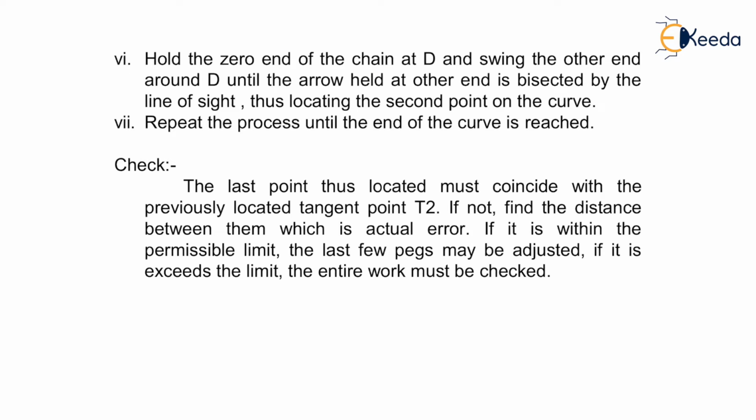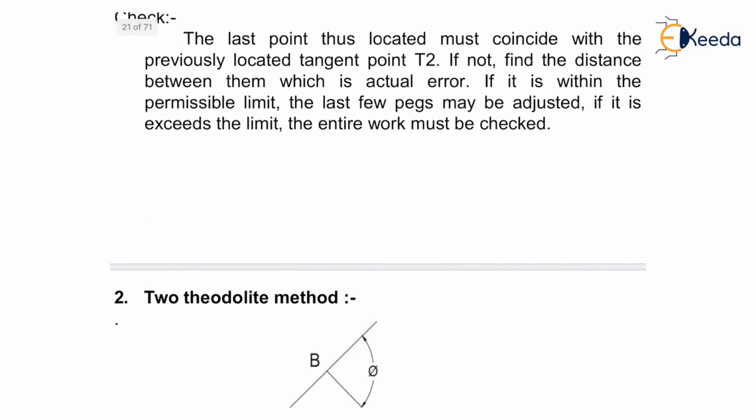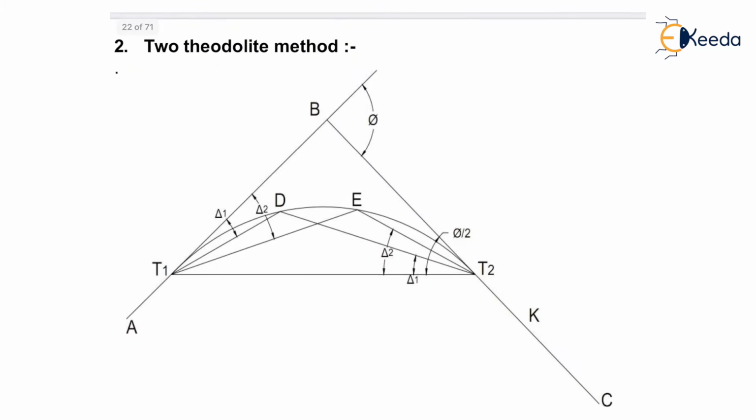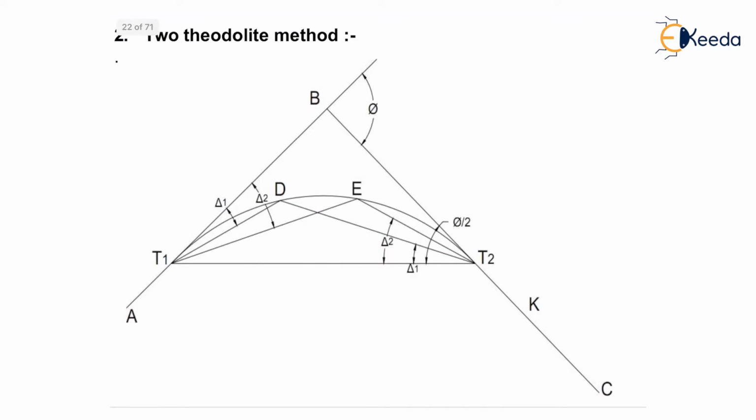After this Rankine method, the second method of setting out the curve by using angular measurement is the two theodolite method. In this two theodolite method, we have to use two theodolites. As you can see, this method is used when the ground is not favorable for accurate chaining, that is rough ground.